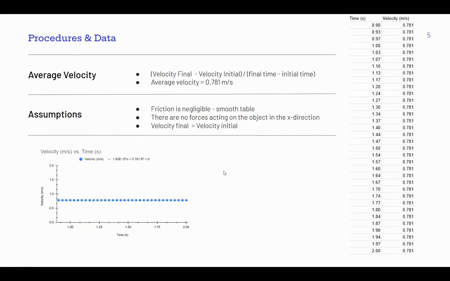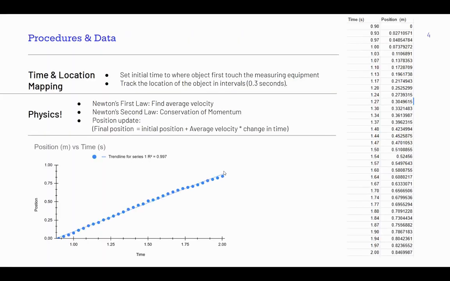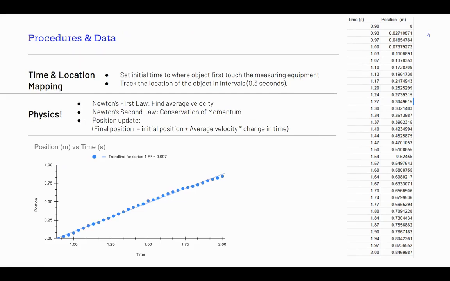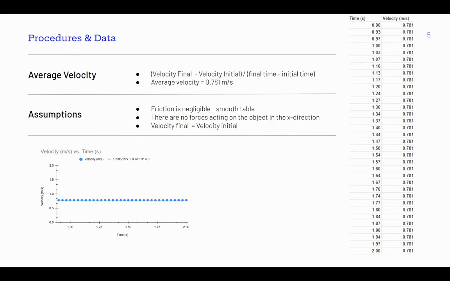And we can see that using the same data we collected, the velocity versus time graph. We had the final position minus initial position divided by final time minus initial time, and that gave us the average velocity of 0.078. And that was exactly what we observed to be the velocity of our system during the interval. So initial velocity, final velocity, and average velocity were all the same.